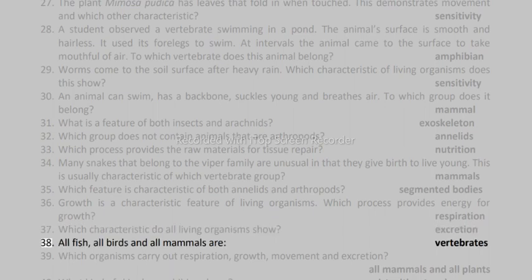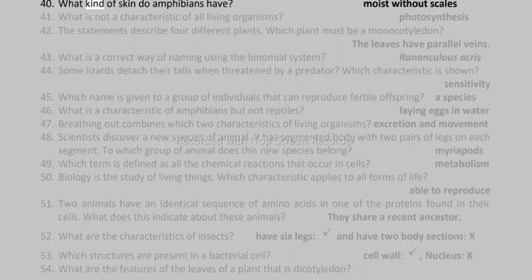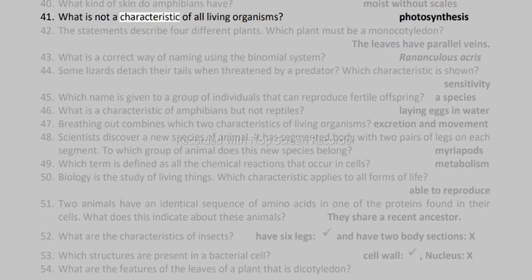37. Which characteristic do all living organisms show? Excretion. 38. All fish, all birds, and all mammals are vertebrates. 39. Which organisms carry out respiration, growth, movement and excretion? All mammals and all plants. 40. What kind of skin do amphibians have? Moist without scales. 41. What is not a characteristic of all living organisms? Photosynthesis.